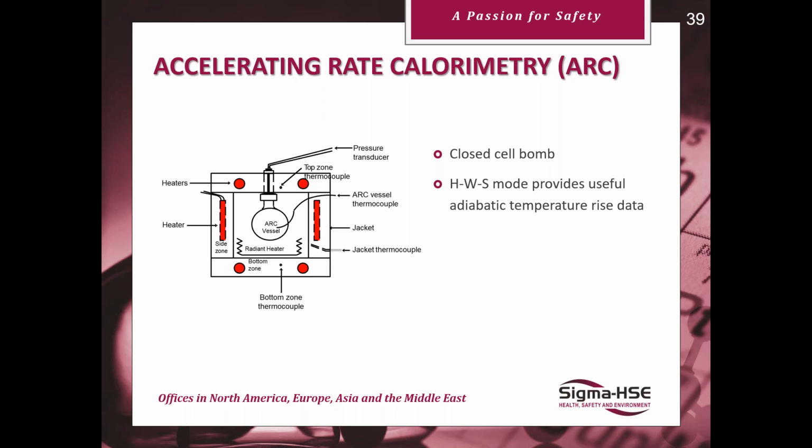If it starts to detect that you've got an exotherm going on in your sample, it will increase the temperature of the oven around it, keeping it in line with your sample temperature. So that's where this comes back to being adiabatic. You're not going to get any heat loss technically from your sample because the environment is being heated to maintain that temperature. So it's a really useful tool.